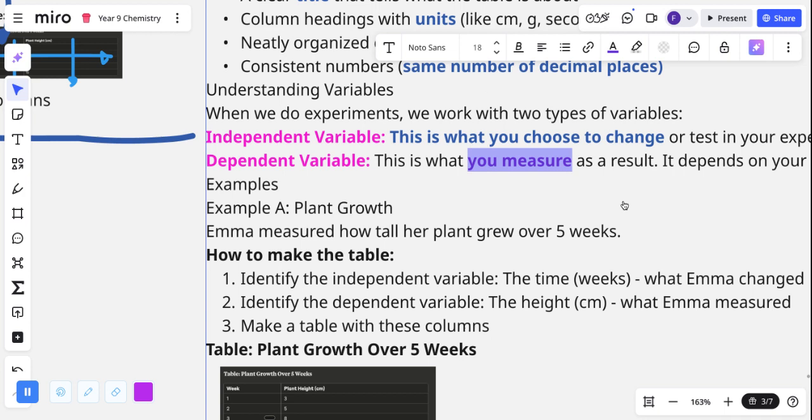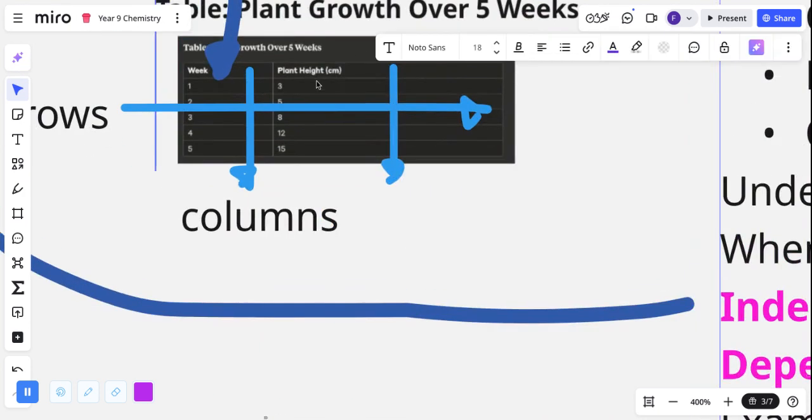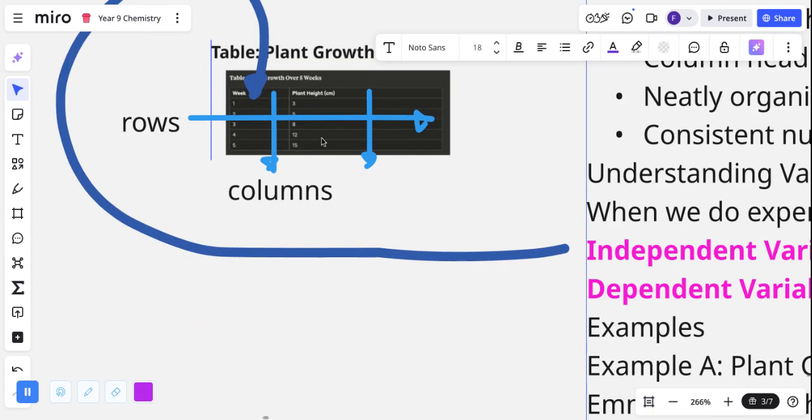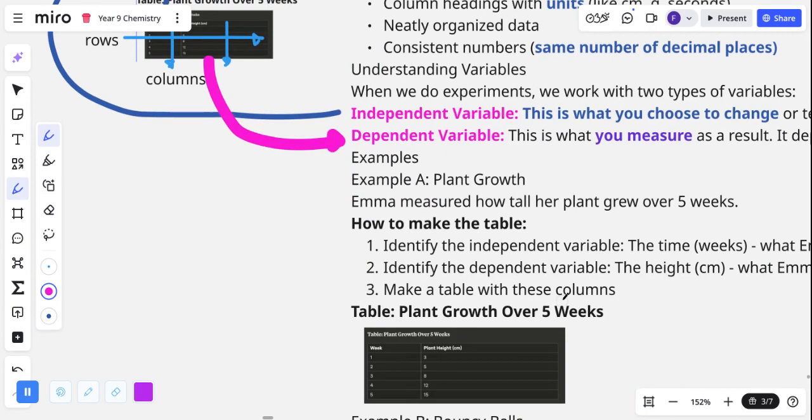What do I mean by that? What I mean by that is when you look at your plant growth over 5 weeks, you measure the height. This is what you're measuring. That's the dependent variable. Let's do that one in pink. So the dependent variable is the thing that you're measuring, and that tends to go in the second column. So this is your dependent variable, the thing that you're going to measure.